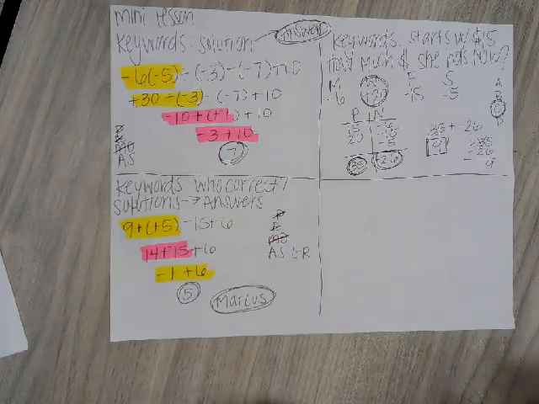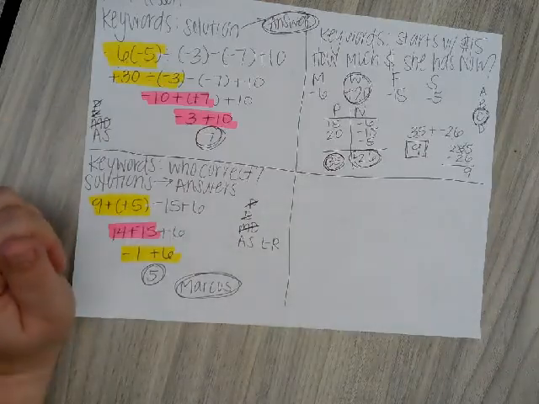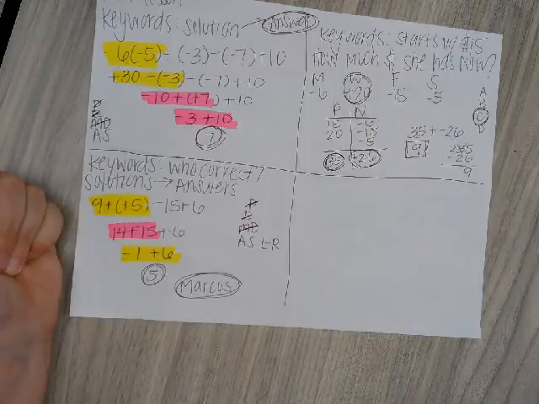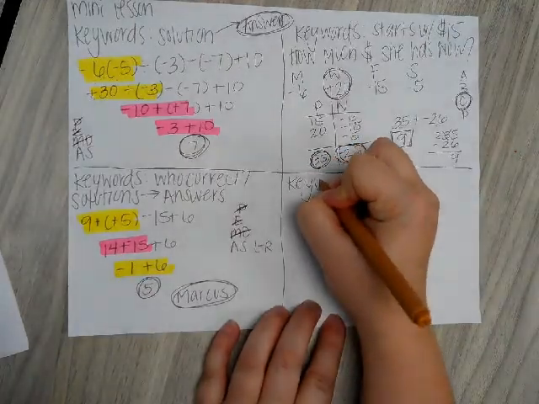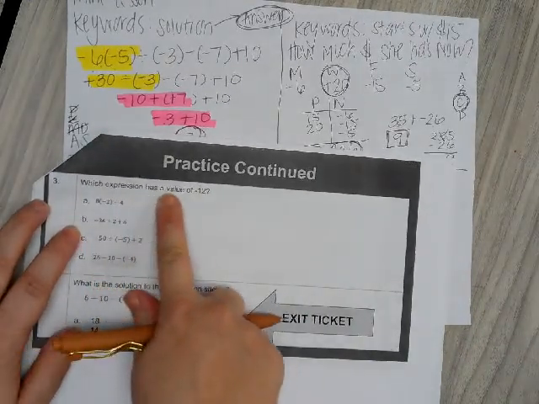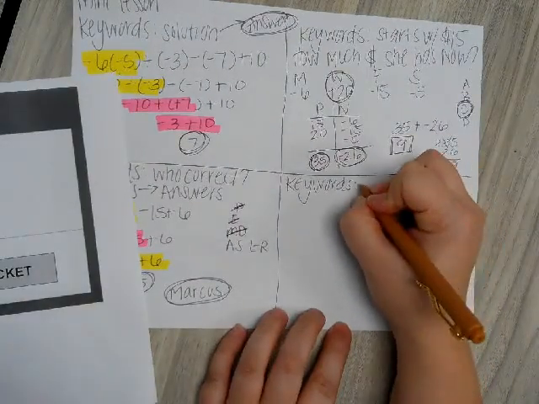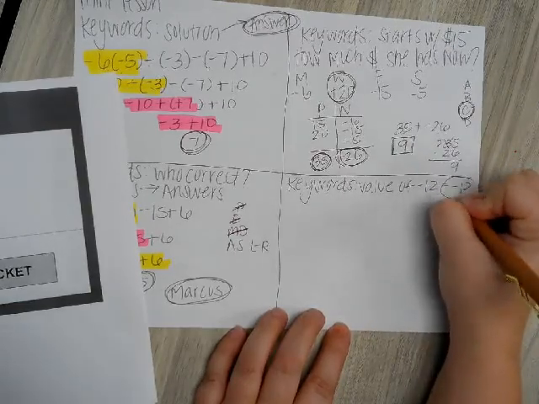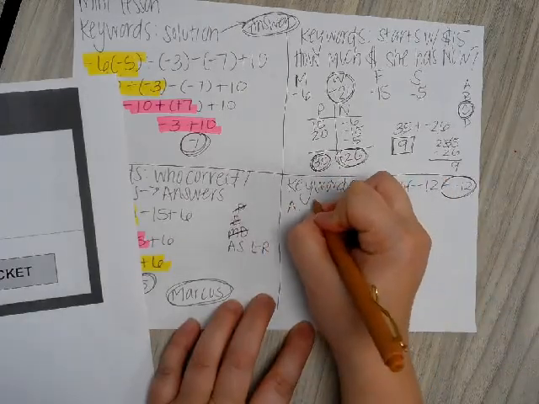Okay, next problem. Teachers, go ahead and pause this one so that students can go ahead and solve. All right, let's check our answers. So I'm going to put my keywords. If I look at this problem, which expression has a value of -12? That means it's equal to -12. That's what I'm looking for. Okay, so let's solve A.